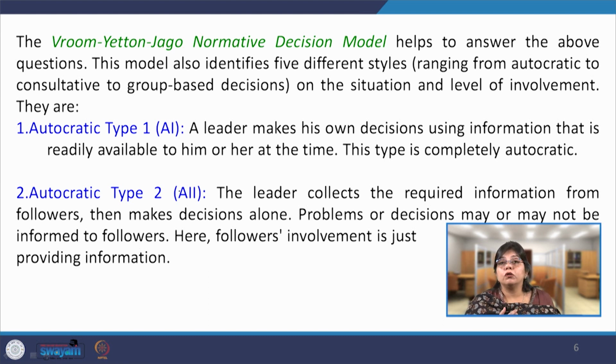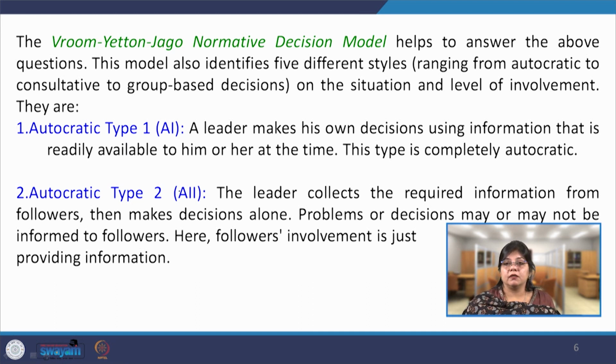The other is autocratic type 2. The leader collects the required information from the subordinates and makes a decision, but the problems or decisions are not discussed with or informed to the followers. Here, the followers' involvement is just providing information. The leader will collect all the information from the followers, but nothing will be shared with them, and the decision will be taken unilaterally by the leader. So, this is only a superficial amount of participation, based on collecting the information and then taking the decision on your own. The autocratic style is still there.